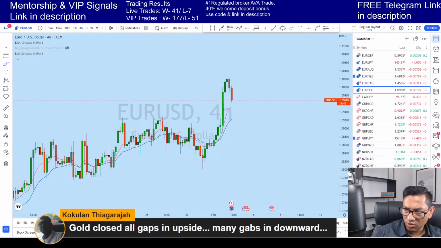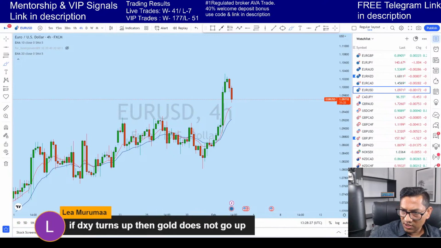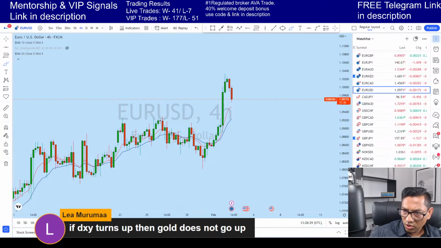Have a look at it. Kakulan, gold closed all gaps in upside, many gaps in downward. We'll look at it. If DXY turns up, then gold does not go up. Yeah, absolutely. That's what we are talking about, Lee.